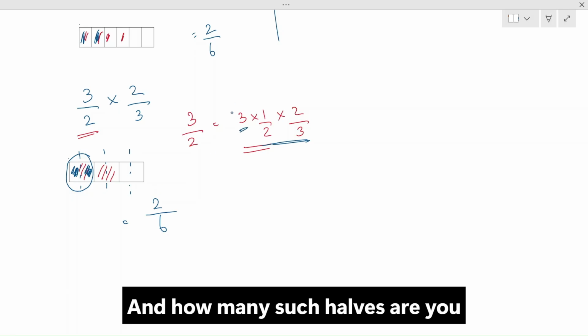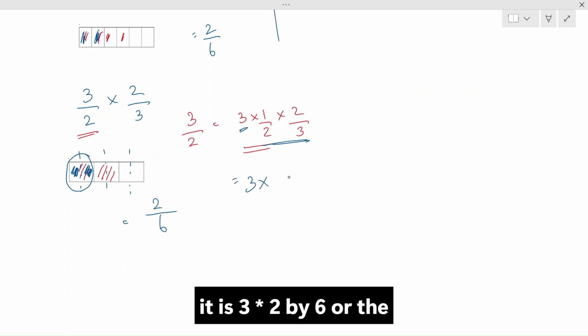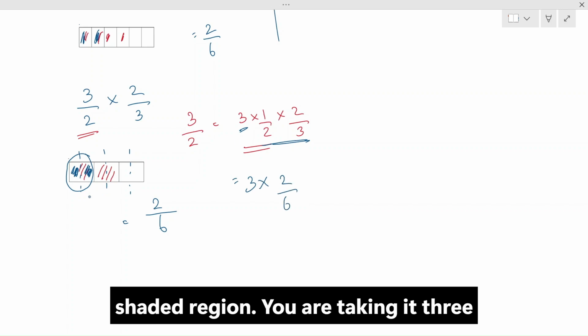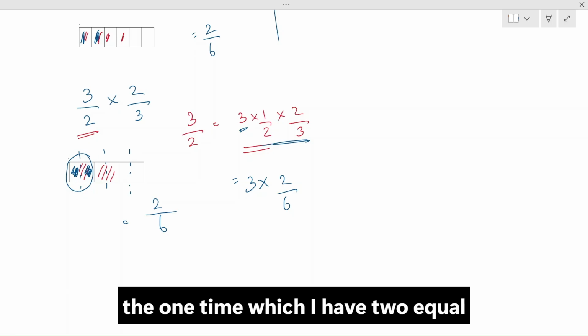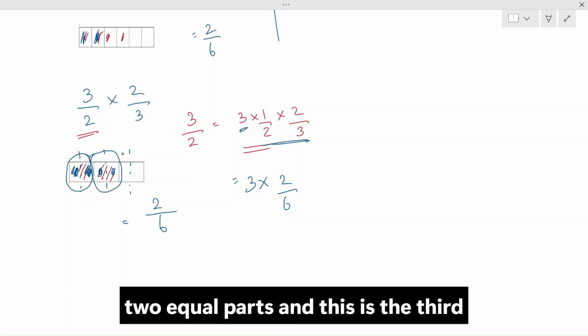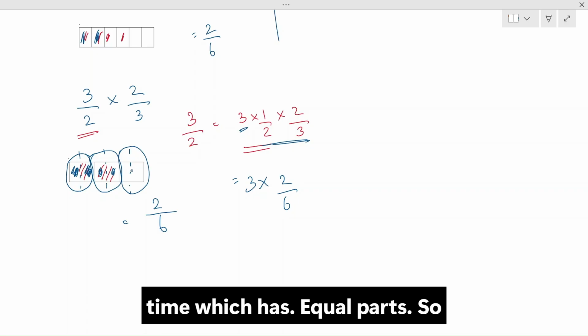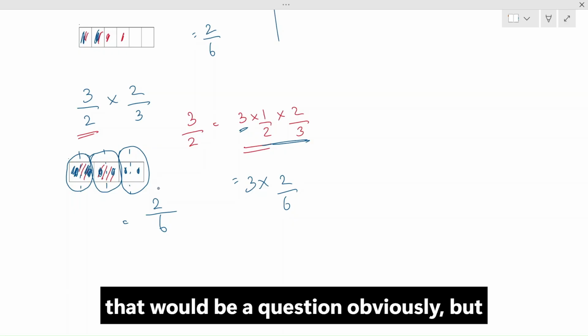And how many such halves are you taking? Basically it is 3 times 2 by 6, or the shaded region, you are taking it 3 times. So what does it mean? This is the one time which has two equal parts. This is the second time which has two equal parts. And this is the third time which has two equal parts. So how can I take the unshaded region, ma'am? That would be a question, obviously.